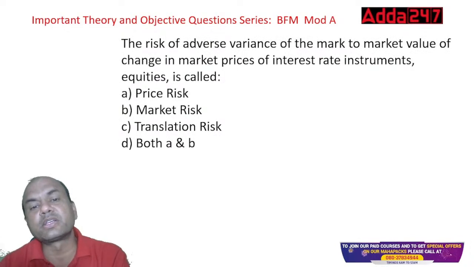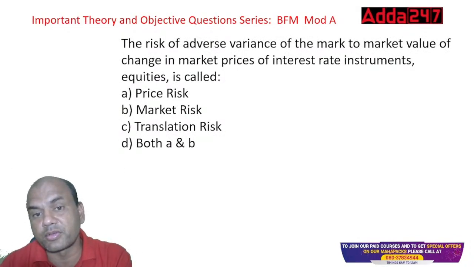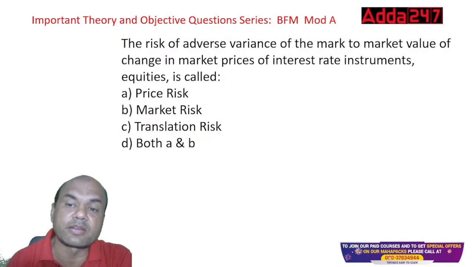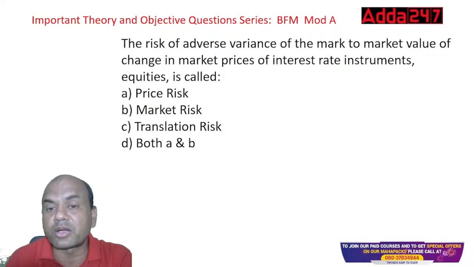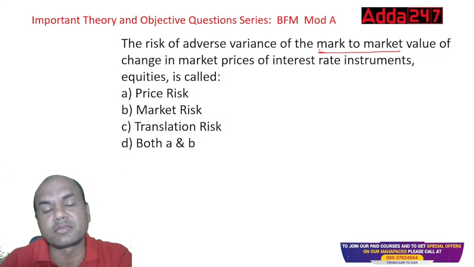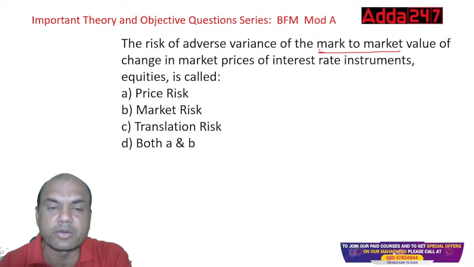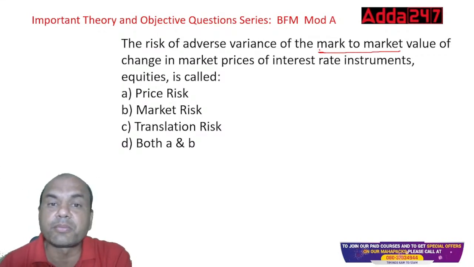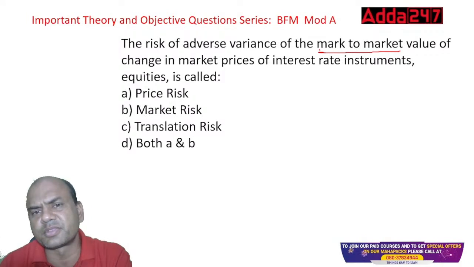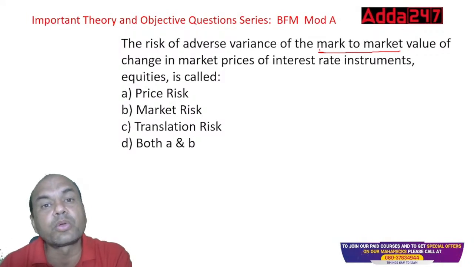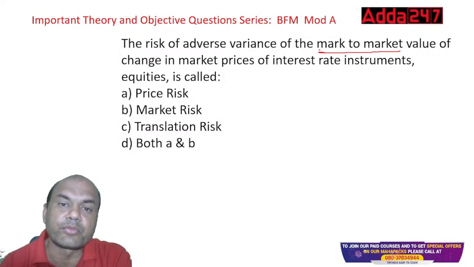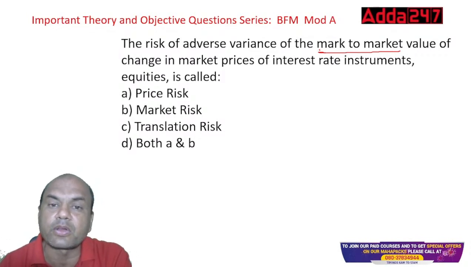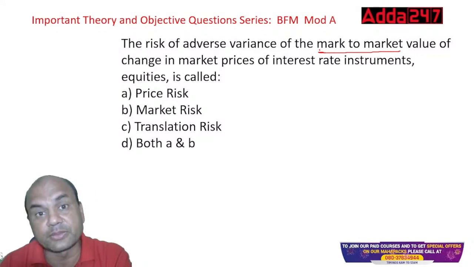The risk of adverse variance of mark to market, of change in the market price of interest rate instruments and equities, is called... So what is mark to market? Mark to market means the logic is, suppose I bought a bond and I am not going to sell it immediately. Mark to market means whether notionally I am gaining some profit or not in that. That's the meaning of mark to market.